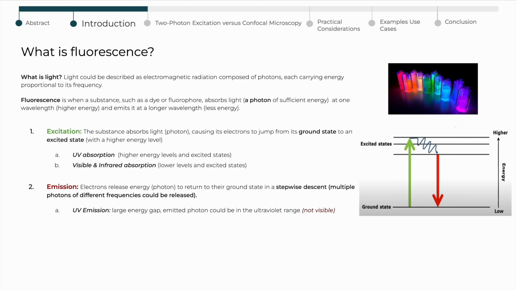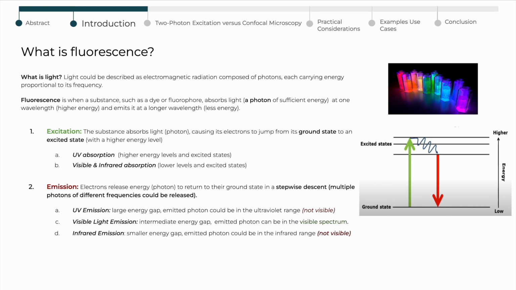Following the excitation, the electron typically doesn't return directly to the ground state. Instead, a stepwise descent occurs, emitting photons of varying frequency. The emitted photon carries significant energy, falling within the ultraviolet, visible, or infrared range. It actually depends on the size of the energy gap between the excited state and the ground state. As for UV emission, it has a large gap, so the emitted photon falls into the UV range, which is something we can't see with our human eyes.